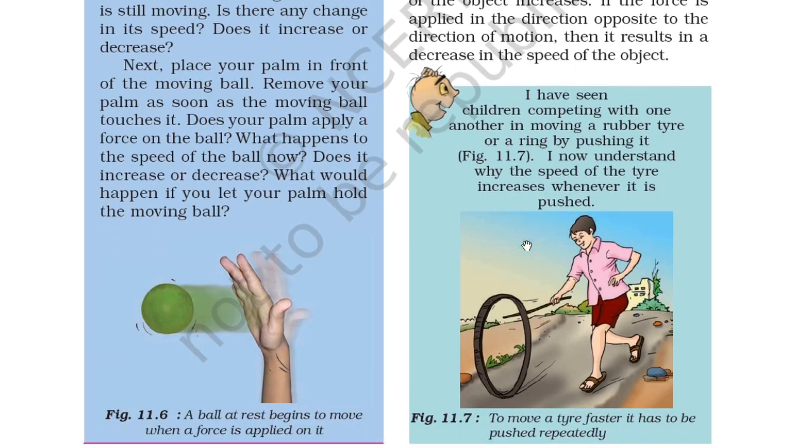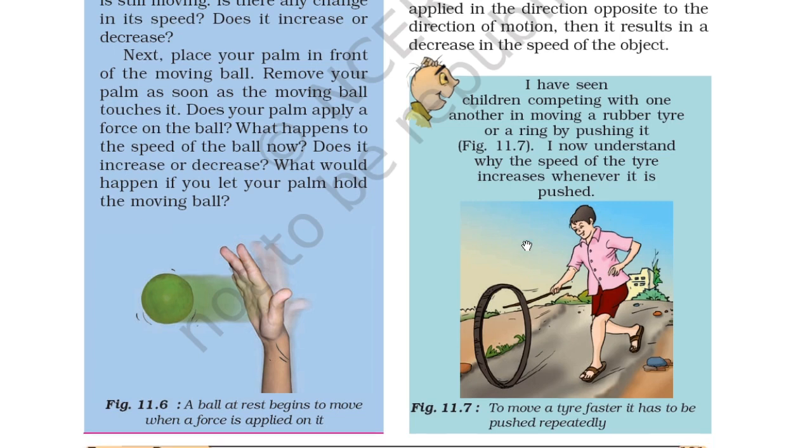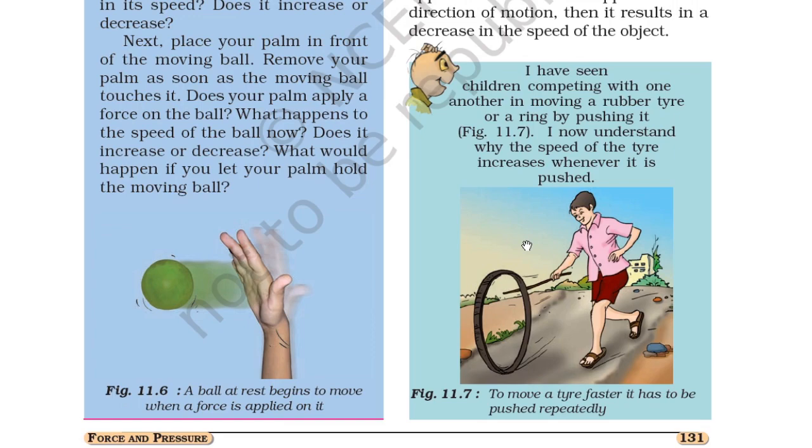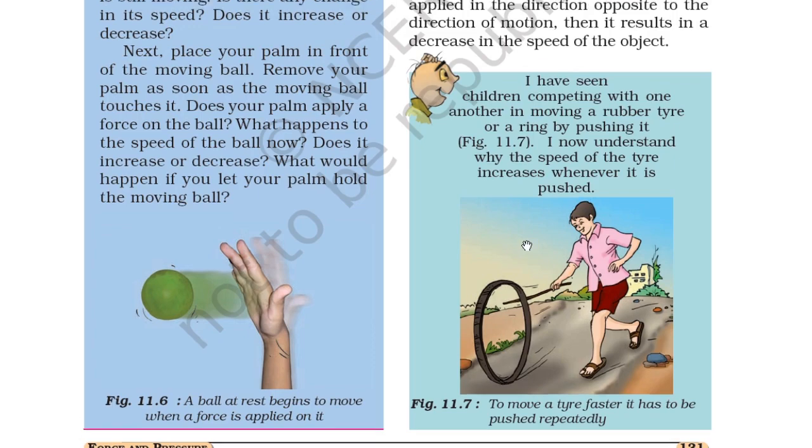Next, place your palm in front of the moving ball. Remove the palm as soon as the moving ball touches it. Does your palm apply a force on the ball? What happens to the speed of the ball now? Does it increase or decrease? What would happen if you let your palm hold the ball? So you can see in 11.6, a ball at rest begins to move when a force is applied on it.